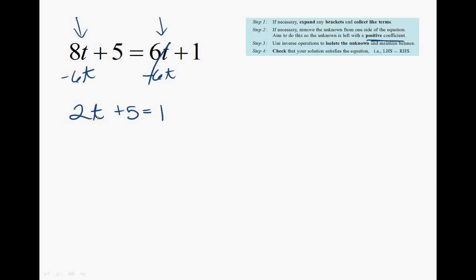Okay, now we can start isolating the variable. So we'll subtract 5 from both sides. 2t equals negative 4. Then we're going to divide both sides by 2. And so t equals negative 2.